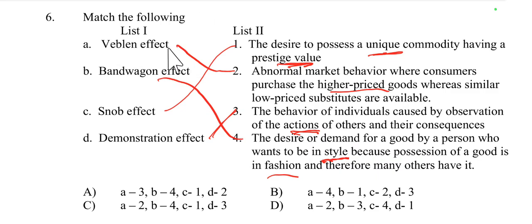First one is the Veblen effect. It is when we buy luxurious items, high price goods. Then the bandwagon effect, it creates our style or fashion. Then the snob effect, it creates our prestige value, unique commodities like rare paintings, etc. Then the demonstration effect, what others do, we act by others' behavior.